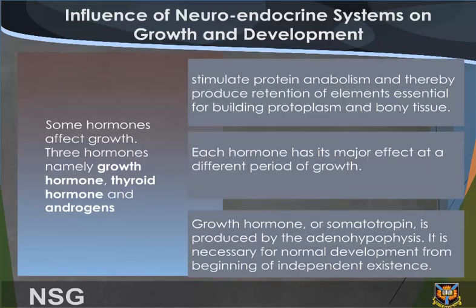Some hormones affect growth. Three hormones, namely growth hormone, thyroid hormone, and androgens, stimulate protein anabolism and thereby produce retention of elements essential for building protoplasm and bony tissue. Each hormone has its major effect at a different period of growth. Growth hormone, or somatotropin, is produced by the adenohypophysis. It is necessary for normal development from the beginning of independent existence.